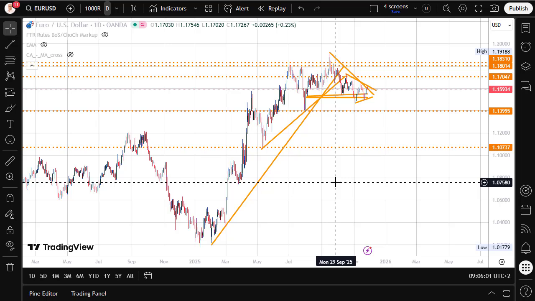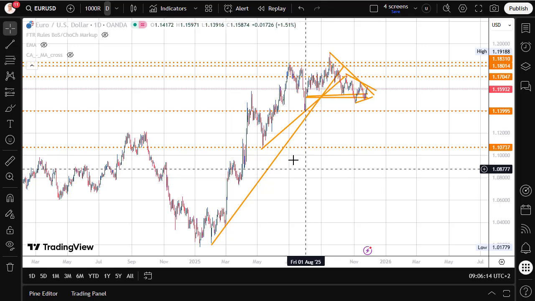And most of the time, but not always, please keep this in mind, most of the time, but not always, interest rate differentials would be extremely important. And now let me show you.